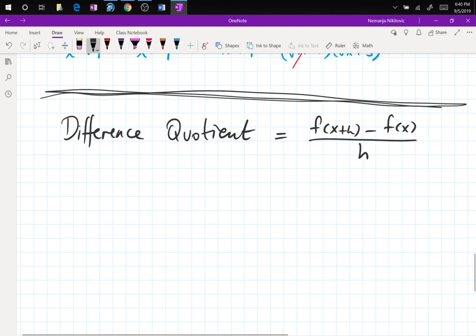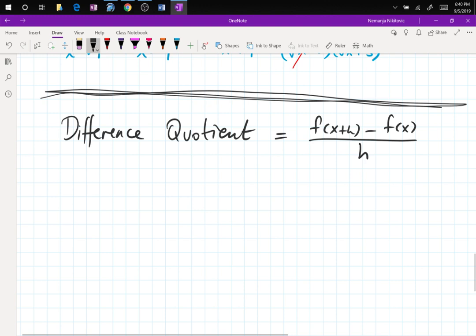We see three features. We see f of x, that's your standard function. Then you see f of x plus h, that's a function composition. And then you have divided by h, which is a parameter, the same h as in x plus h.